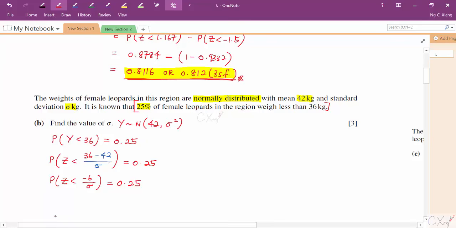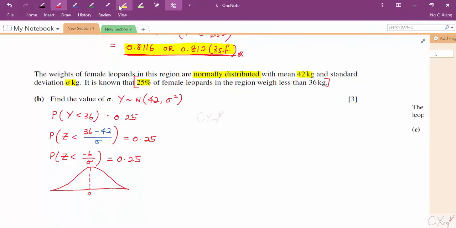And I will want to denote my equation here by using a normal graph. So this is 0. 0.25 is a small area, and the symbol here is smaller than, and it means that my z value will be somewhere here, so that when z is smaller than this particular value, it is equal to 0.25, where this is a small area. Right? So now I want to find out from the normal distribution table what is the exact value for the area 0.25.